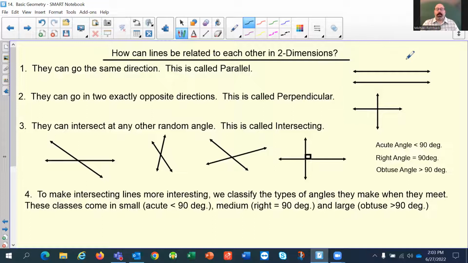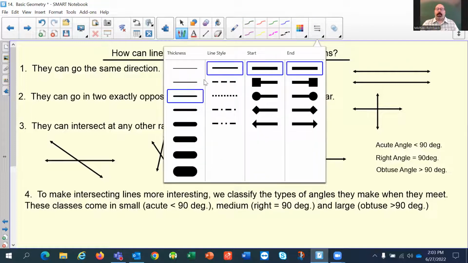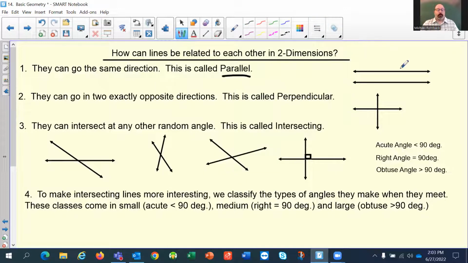So what can two lines, segments, or rays do? Well, they can go in exactly the same direction on a flat surface so that they never get farther apart. They never touch. They just infinitely go the same direction, kind of like railroad tracks or a two-lane road if it's perfectly straight. The lines on that road would basically be like this right here, and the word for that is parallel. So parallel means that they go the same direction on a two-dimensional flat surface, and they never get closer and they never get farther away.